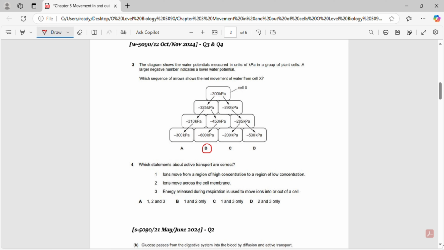Since active transport moves substances against their concentration gradient, from low to high concentration, it requires energy, usually supplied by ATP. Therefore, option D, which includes statements 2 and 3, is the correct answer as it accurately reflects the key characteristics of active transport.